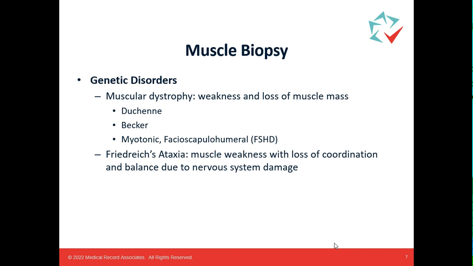Becker, which is similar to Duchenne but progresses at a slower rate, often begins when the patient's a teenager or around their mid 20s. There's other types as well, such as myotonic and FSHD, which are named after their location in the body.